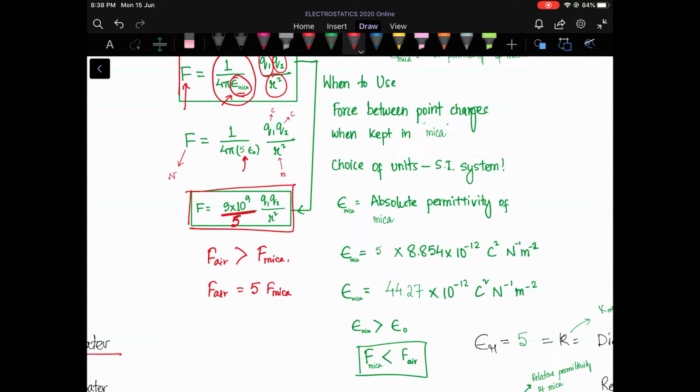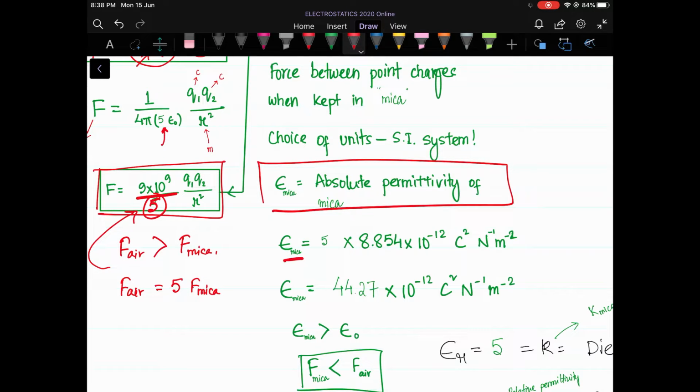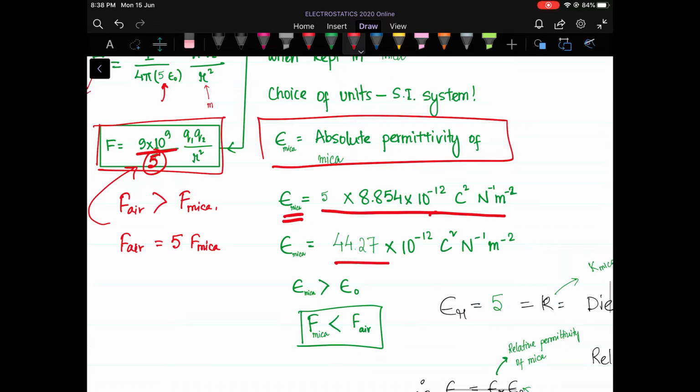So I hope you have got an understanding of how this number 5 works and what it is called. Now again, if you calculate the absolute value of epsilon mica, 5 times the epsilon naught value, we get 44.27. So this value for mica is greater than your epsilon naught, and hence the force in mica will be less than the force in air.